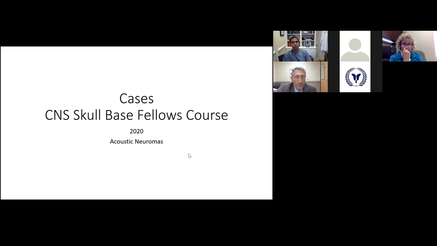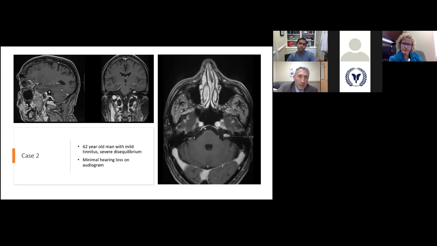Great. So we'll just go into a few cases. Here's a case illustrating some of what we've been discussing. A 62-year-old man with mild tinnitus, severely dizzy. He has minimal hearing loss on the audiogram. I don't have it to show here, but he really could hear quite well, which is a neurosurgical hearing evaluation right there.